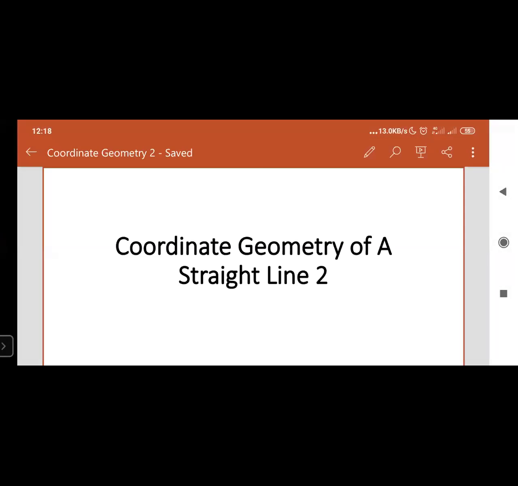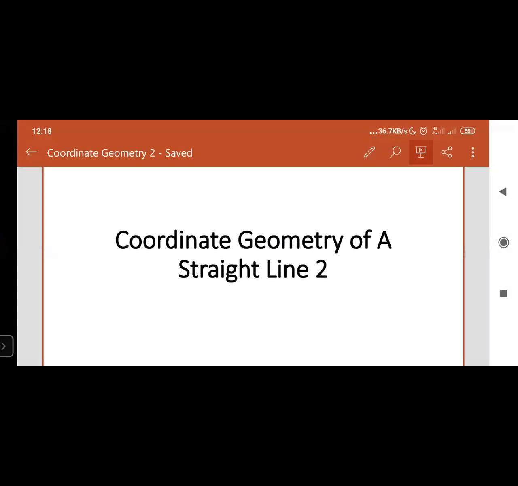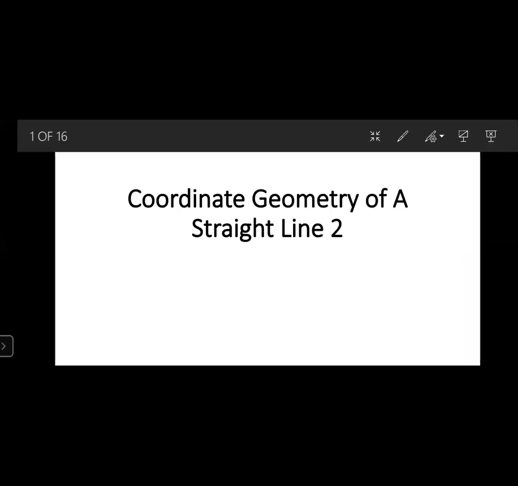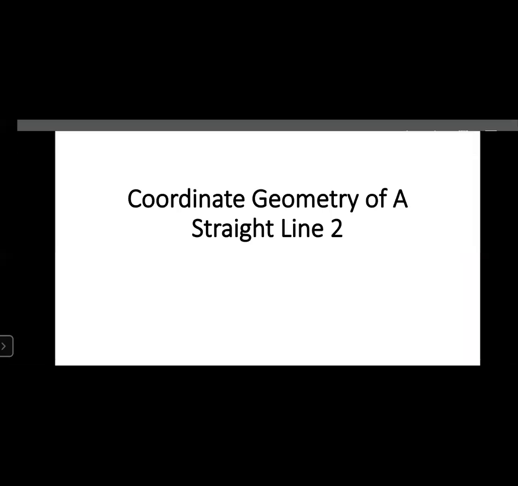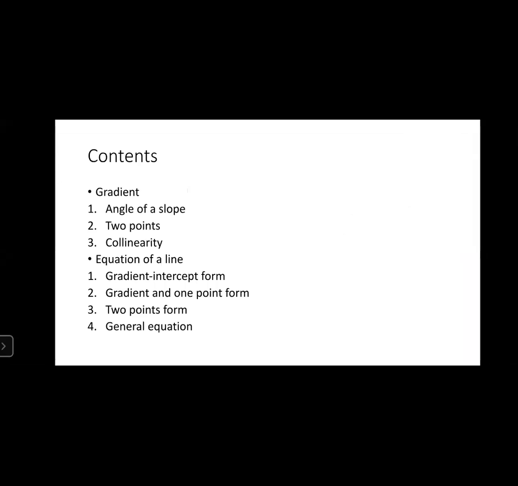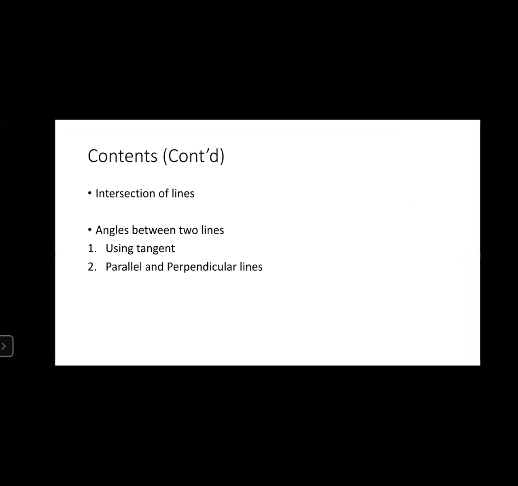So this is the beginning of it. We did this last week. We looked at the gradient, we looked at the equation of a line, and I think that's where we stopped. We were able to look at gradient intercept form, gradient and one point form, two point form, and general equation. I want to believe that there's no problem on all these ones.